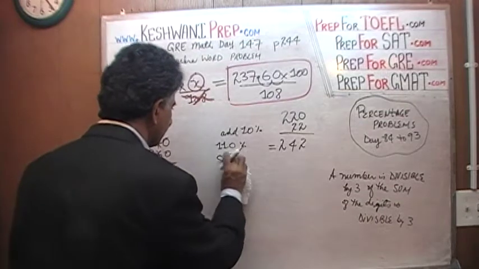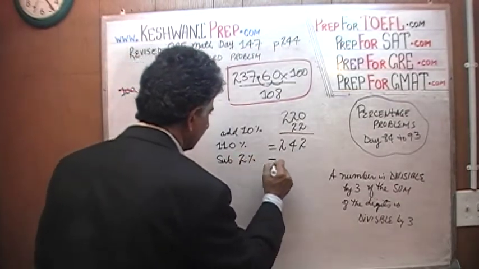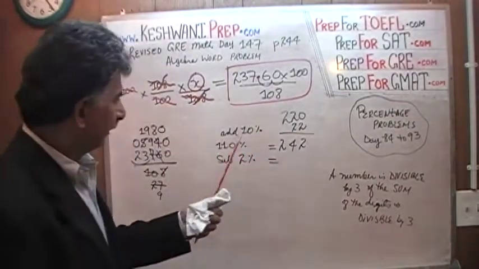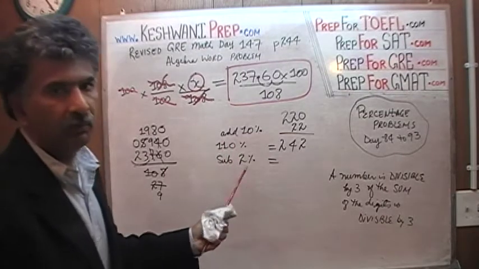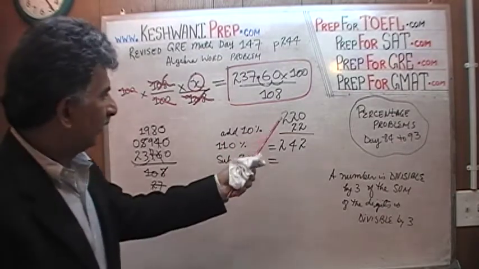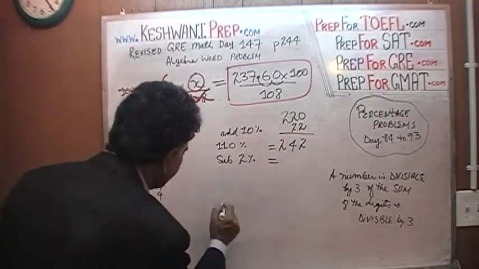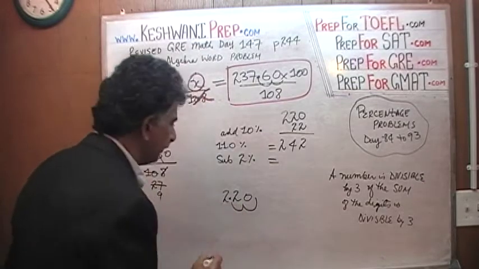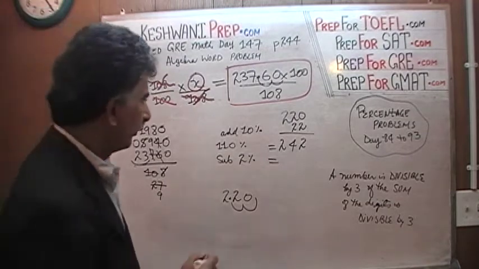1% of what? Or rather, let's subtract 2%. 2% of what? 2% of 220, because we added 10%. If we added 10% and subtract 2%, we'll end up with 108%. What is 1% of 220? You should know this. This is very simple. Just move the decimal places. The 1% is going to be, you just move the two decimal places, you get 2.2. That's 1%. If 1% is 2.2, 2% is going to be 4.4.